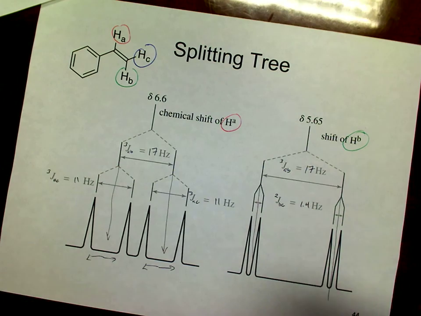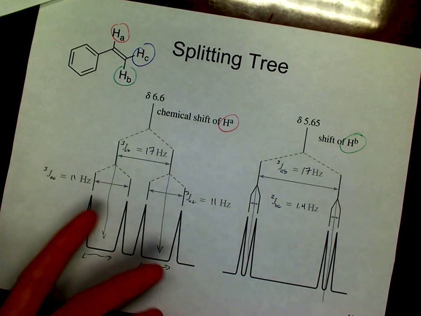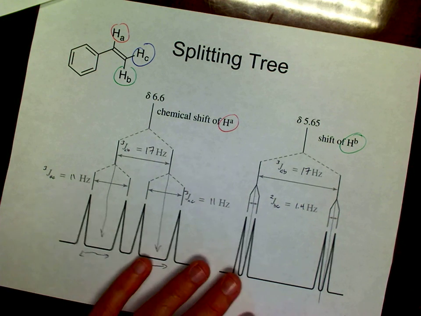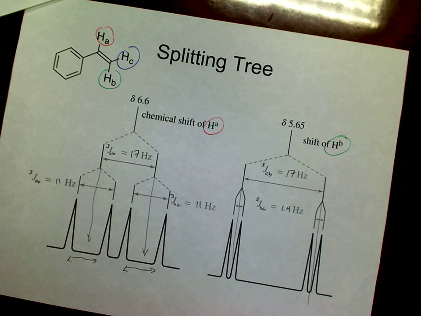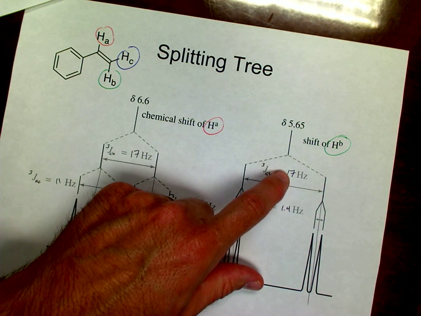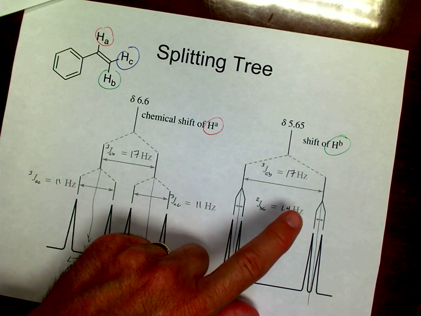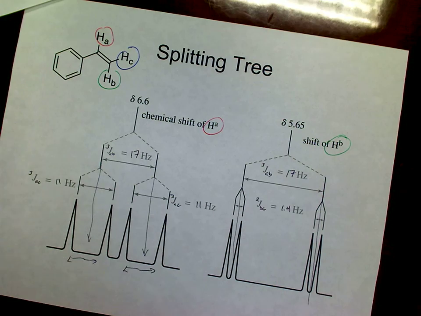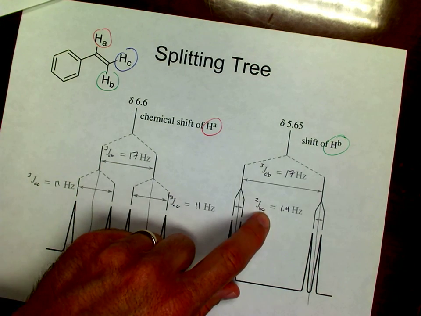Okay. The example for explaining HC is not on here, but it's the same scenario as HB, except we would have just put in 11 hertz right there, but the small coupling would have still been 1.4 hertz because it's just C back to B.